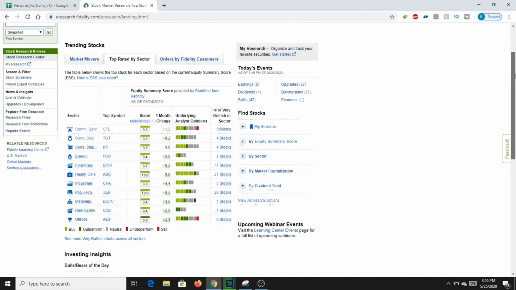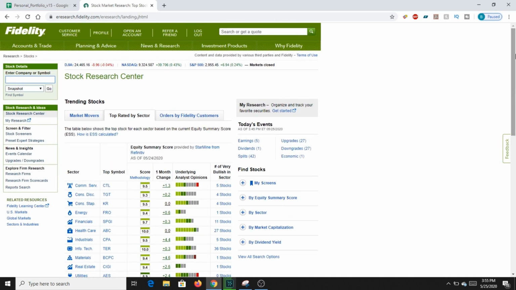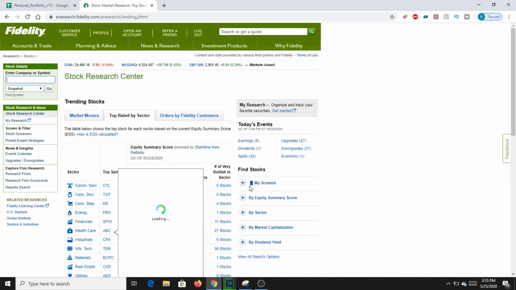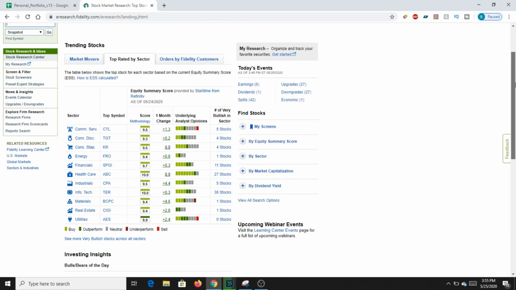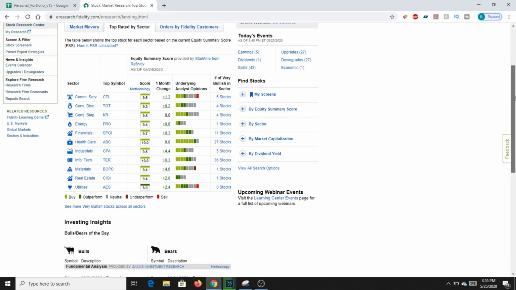What this allows you to do is slice and dice these positions any way you want. On the left-hand side there are a bunch of different things, whether it's research firms, calendars, or a way to screen stocks, which we'll touch on as well. Down here in the middle, you can see the different sectors and what they're looking at right now, and the top companies in each individual sector.